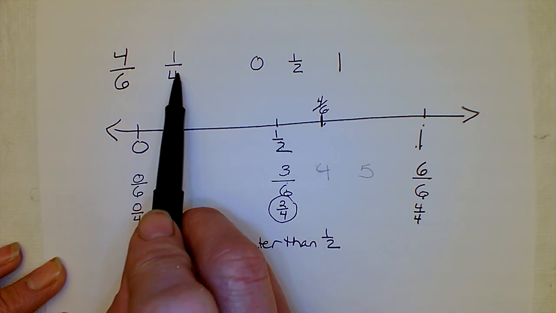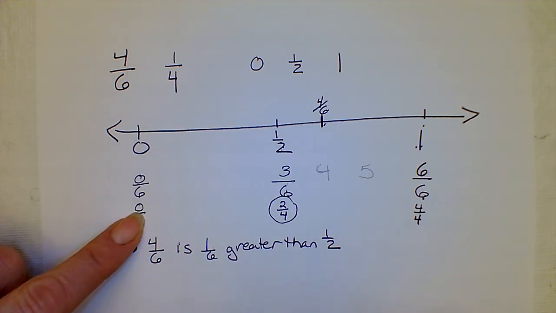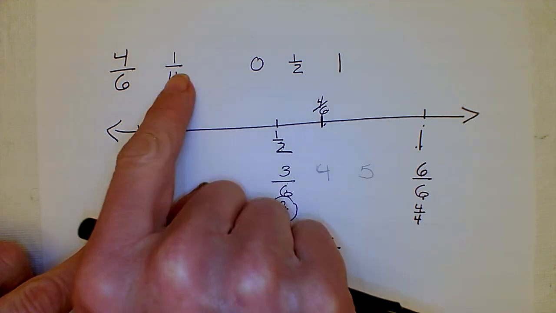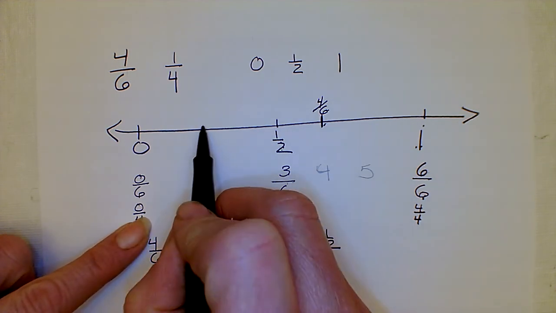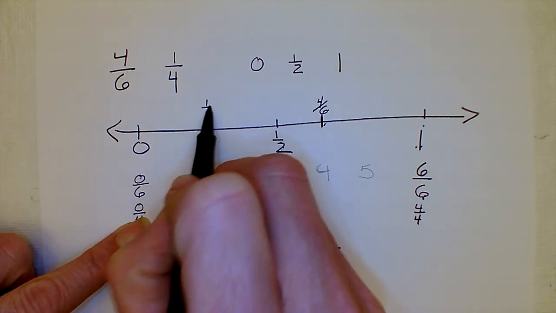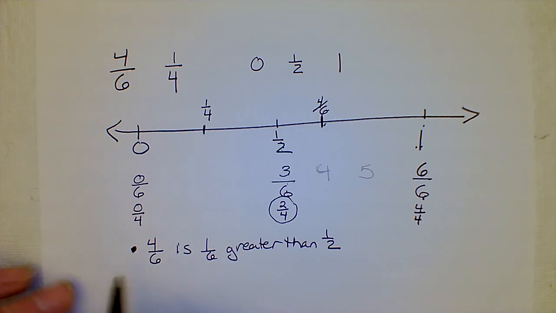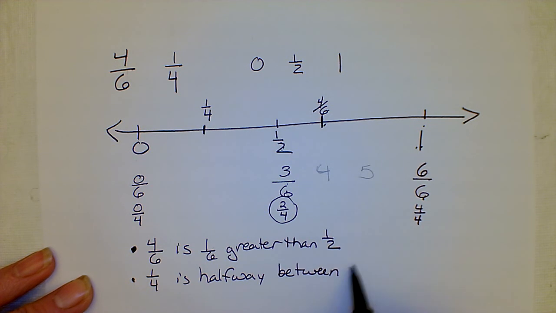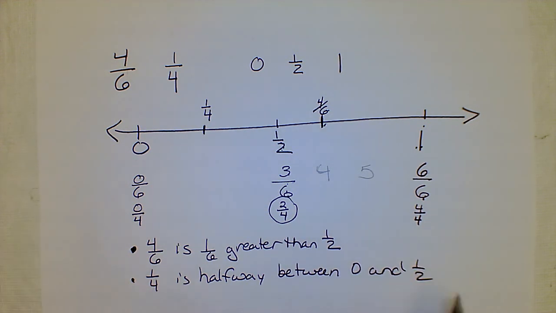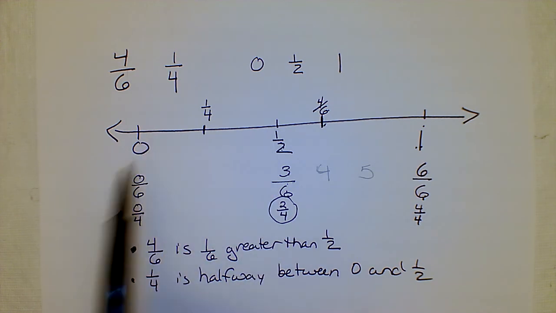So now 1/4 is going to go between 0/4 and 2/4. So one of these sized pieces will go between 0 of them and 2 of them. And it's actually going to go right in between, like perfectly in between. And I could write that. 1/4 is halfway between 0 and 1/2. Sorry that was so choppy. Anyway, so 1/4 is halfway between 0 and 1/2, because that's where it is.